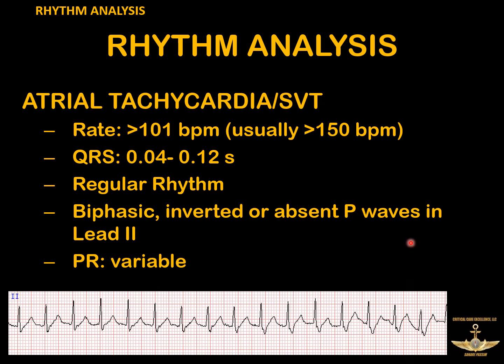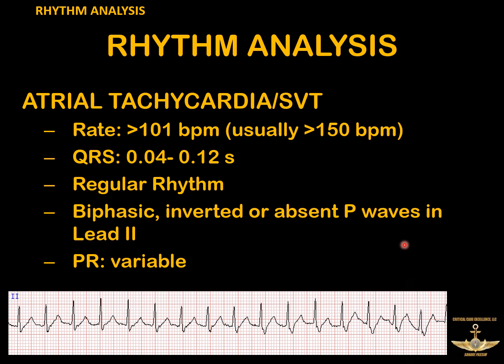Now, there are a lot of different names for this rhythm. Atrial tachycardia, SVT, which is supraventricular tachycardia. You'll see it abbreviated sometimes as PSVT, which is paroxysmal supraventricular tachycardia, and all paroxysmal means is it comes and it goes. But the bottom line for this is a tachycardia that is narrow, that does not originate from the SA node, so it's not a sinus tachycardia.